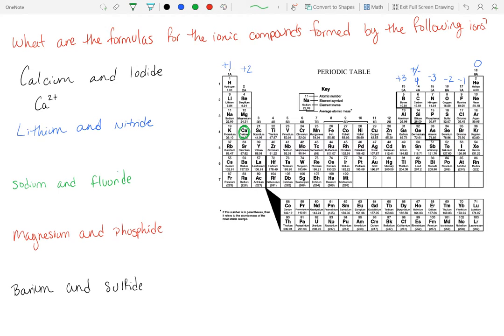So when you see the suffix ide, I-D-E, right? Let me write this over here. So I-D-E applies to anions, all right, anions in ionic bonds. Okay, so for example, we see calcium iodide, lithium nitride, sodium fluoride, magnesium phosphide, right? So that iodide is going to follow us when we do that.